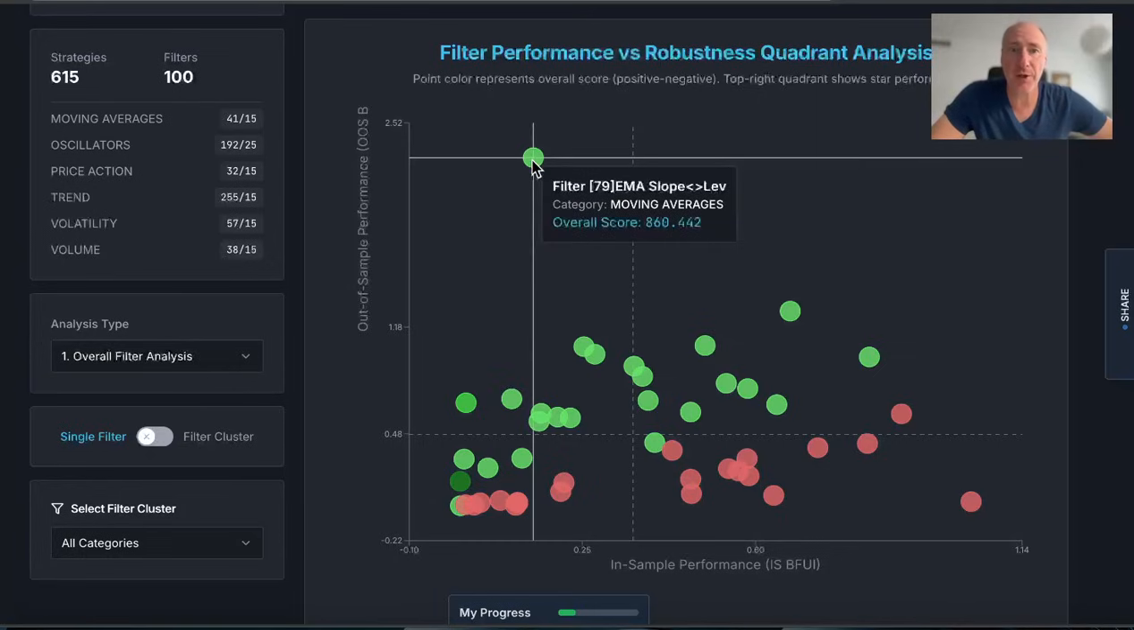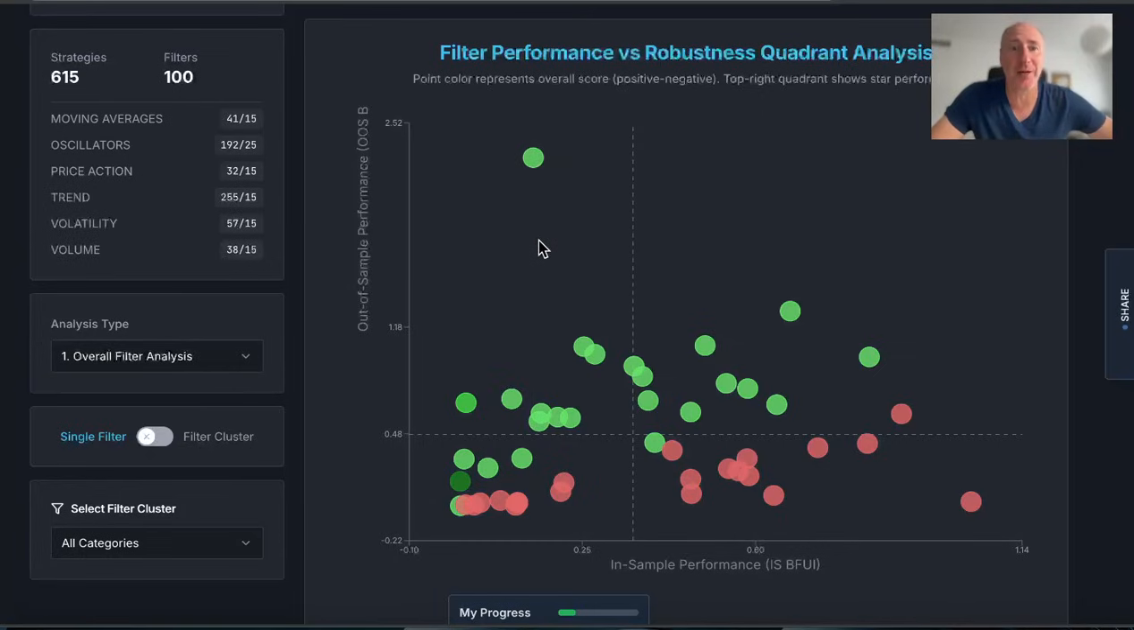This very small dot with number 79 is potentially a total game changer when it comes to moving average filters. It's really blowing my mind, and I'll tell you everything today in this video.